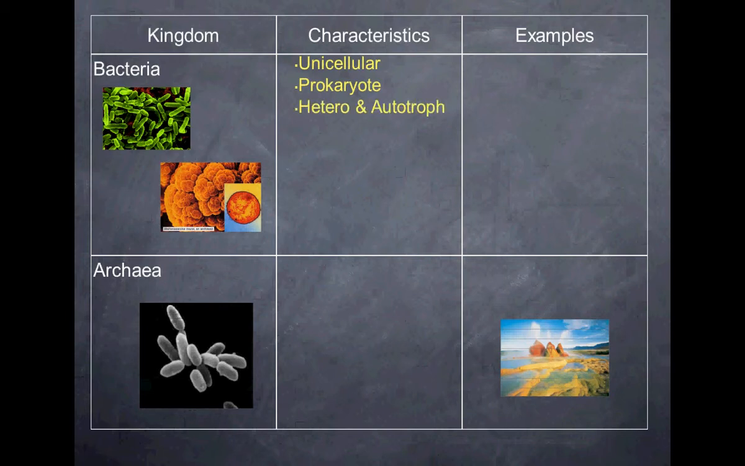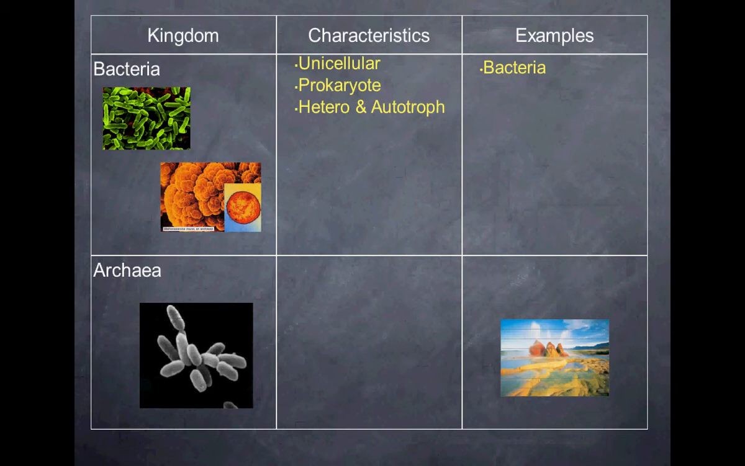And they can be autotrophs or heterotrophs. It depends which bacteria you're talking about. Some bacteria can make their own food, others cannot. And when we talk about examples, it just says up here bacteria, but there's a few types of bacteria that you probably know the name of. For example, the one that causes a sore throat. What's the name of that type of bacteria? Strep? Yeah, it's called Streptococcus is the actual name. That's where strep throat comes from.